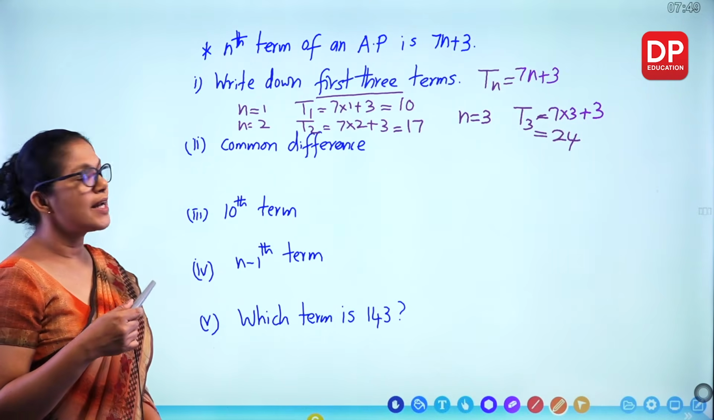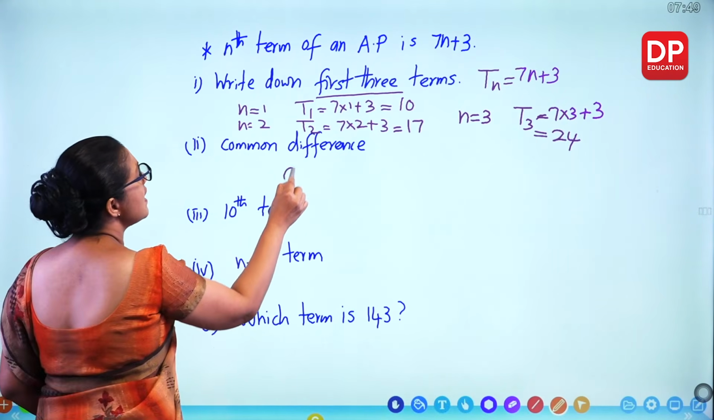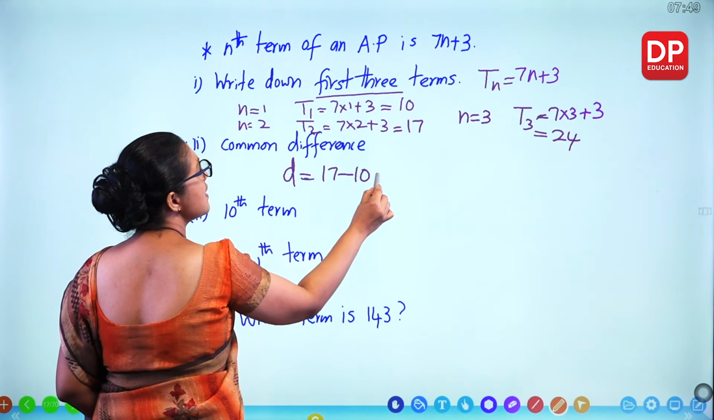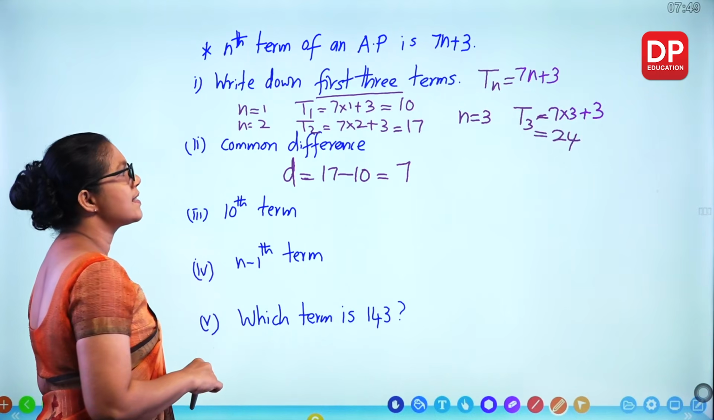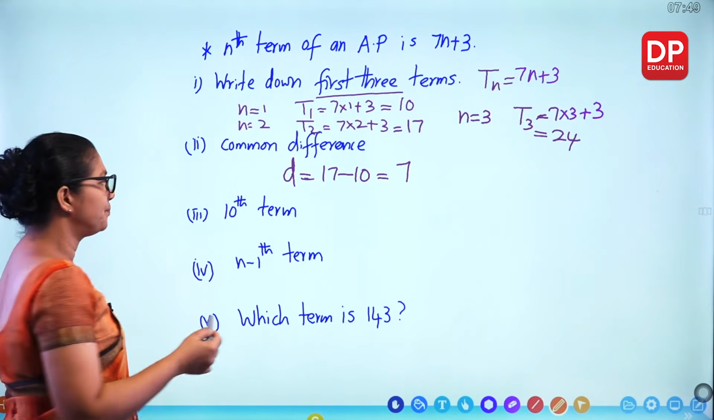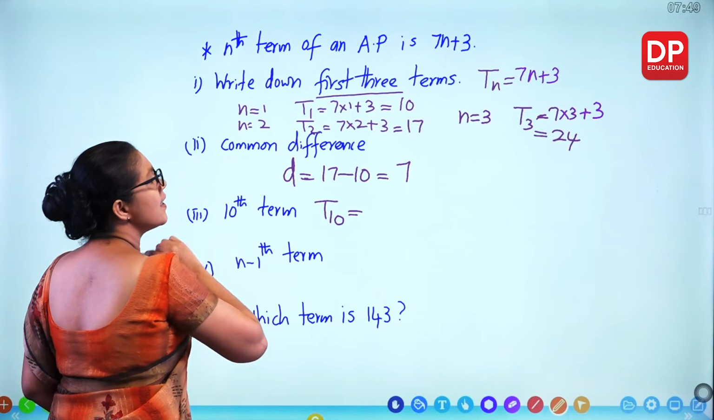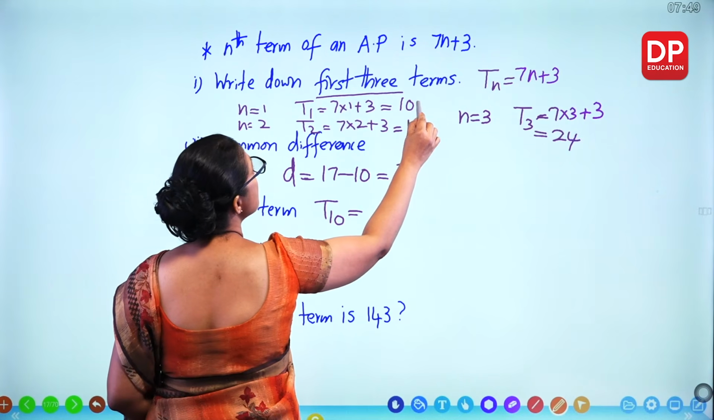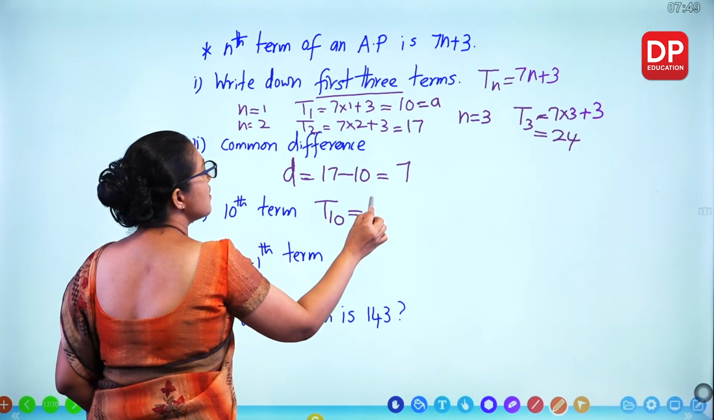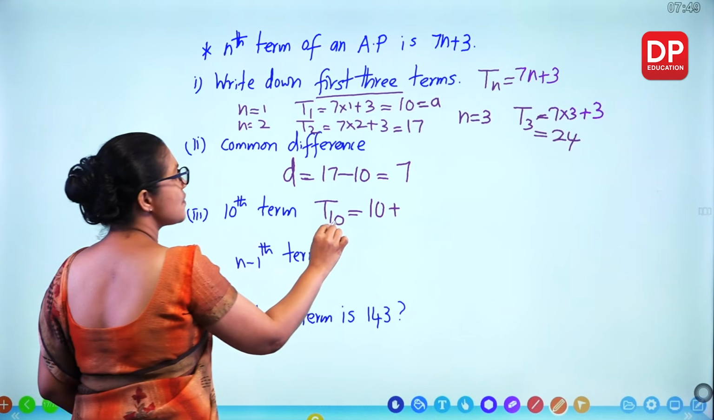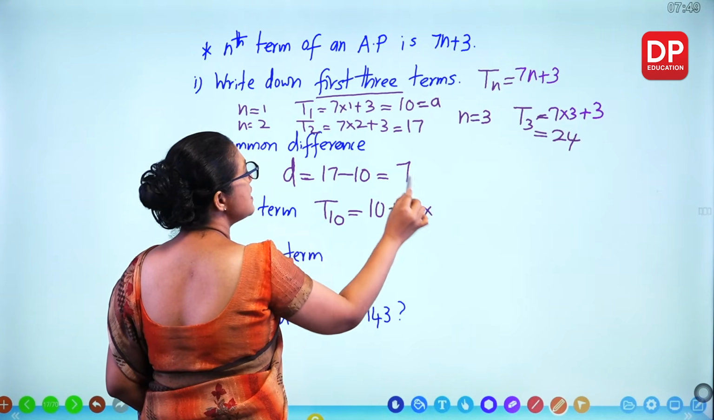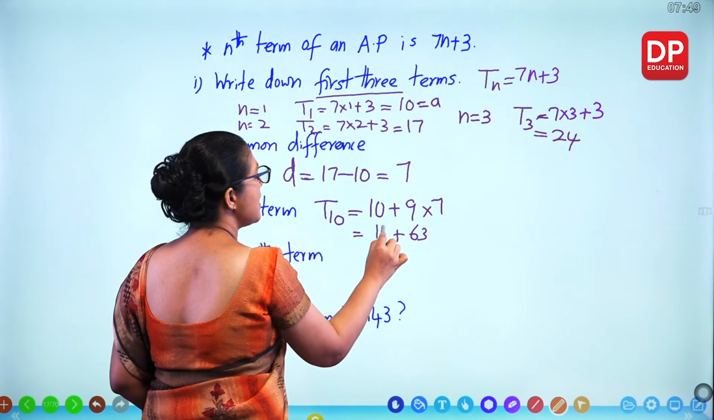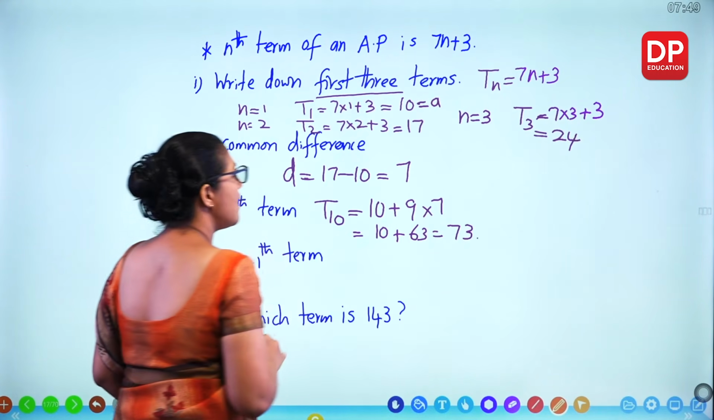Now they are asked to find out the common difference. So you can take any 2 terms. I'll take first 2 and take the difference, 17 minus 10. Difference is 7. 10th term, T10. Use the formula. First term we found, that's 10. So this is A. First term plus n minus 1, 10 minus 1 is 9, D. D is 7. So what's the answer? 9 times 7 is 63 plus 10, you get 73.